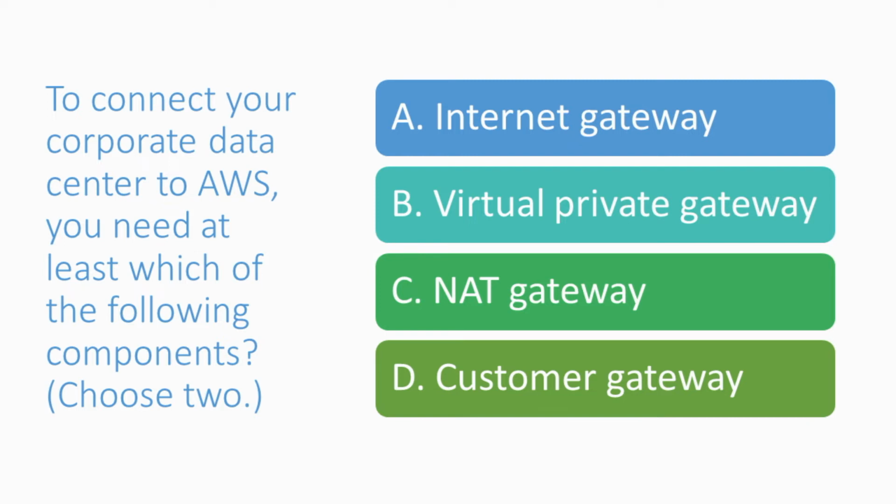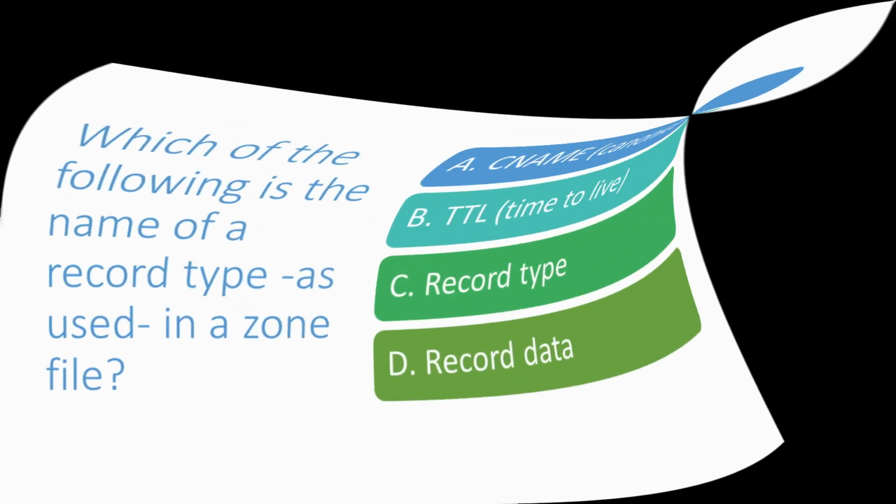Correct answers for this question are option D, Customer Gateway, and option B, Virtual Private Gateway. Because, to connect to AWS from your data center, you need a customer gateway, which is the customer side of a connection, and a virtual private gateway, which is the AWS side of the connection. An internet gateway is used to connect a VPC with the internet, whereas a NAT gateway allows servers running in the private subnet to connect to the internet. Let's talk about next questions.